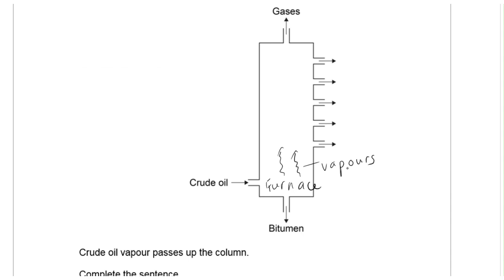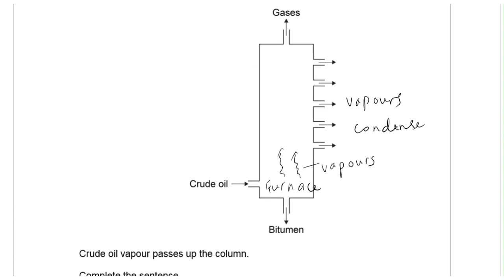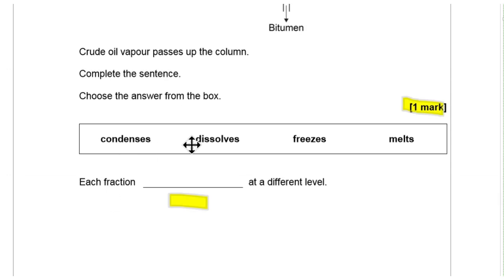So let's quickly recap how a fractionating column works. The crude oil enters the furnace, which turns the crude oil into vapours. It vaporizes it. These vapours rise and they separate at different levels. And the vapours separate because they condense at different temperatures. So, to get 1 mark for this question, you must write condenses in the space provided.